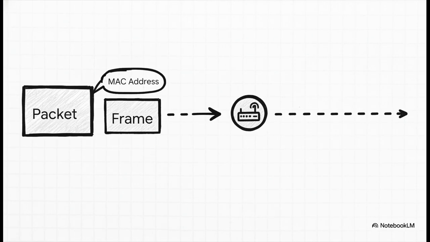The last piece of the puzzle comes from the data link layer. Now, this layer is different. It doesn't care about the final destination way across the world. It only cares about the very next hop, like your home router. It adds a local address called a MAC address, and boom, our data is now a frame, fully packed and ready to hit the road.